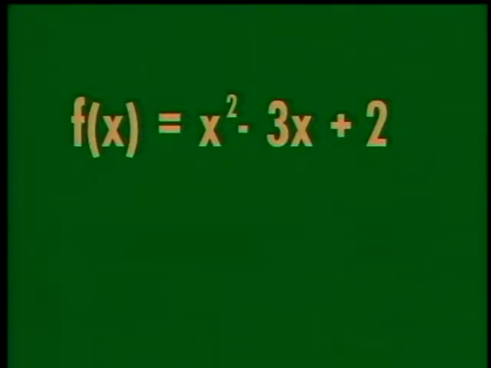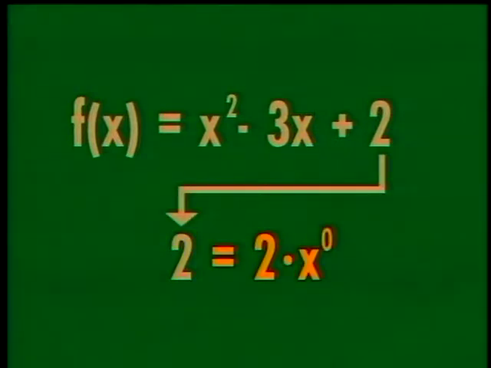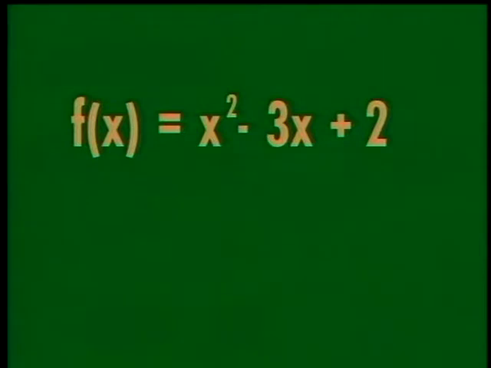Each term has a variable x raised to a different power: x to the second power, or x squared, x to the first power, and x to the 0 power. The constant 2 is really 2 times x to the 0 power, but x to the 0 always equals 1, so it is never seen but always there, kind of like air. The same thing applies to the term negative 3x. The x is to the power of 1. It isn't seen, but it is always there.